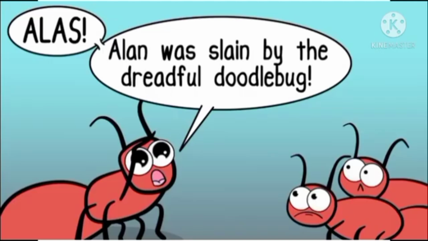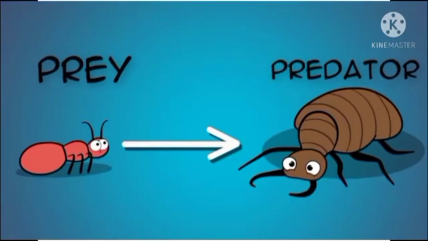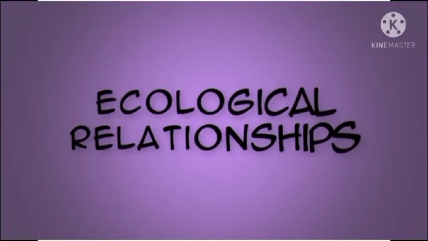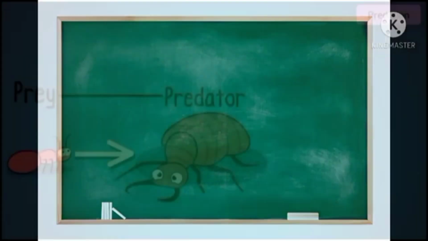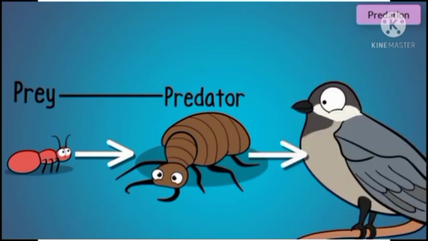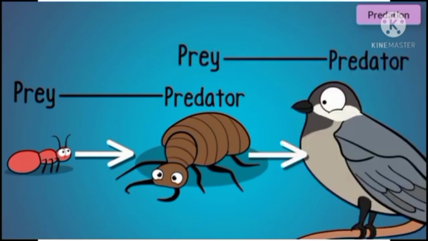I'm not exactly sure how you go from antlion to doodlebug, but okay. It's all relative. They're bad news for an ant, because the antlion is a predator of the ant. The ant is their prey. That's an ecological relationship right there. And that's what we're going to talk about, ecological relationships. Also, just because this antlion is a predator doesn't mean that this is the only role it plays. An antlion can get eaten by a bird. Now the antlion has just become the bird's prey.